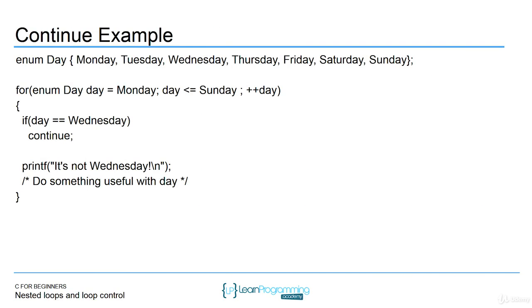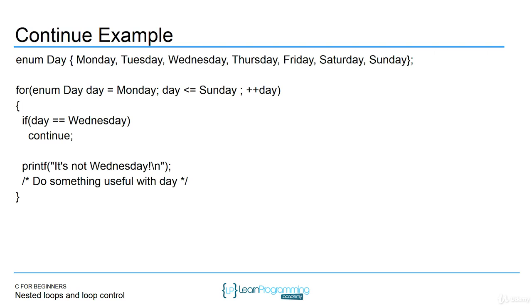Here's an example of the continue. In this example, we're creating a new enum of type day, and we're saying that the valid values are Monday, Tuesday, Wednesday, Thursday, Friday, Saturday, Sunday. And then we have a for loop where we're initializing our enum to Monday, and we're saying as long as day is less than or equal to Sunday, that's the condition to continue, and then we're saying plus plus day.